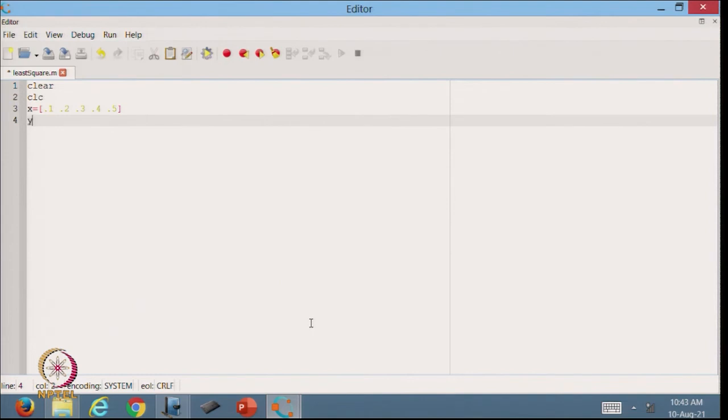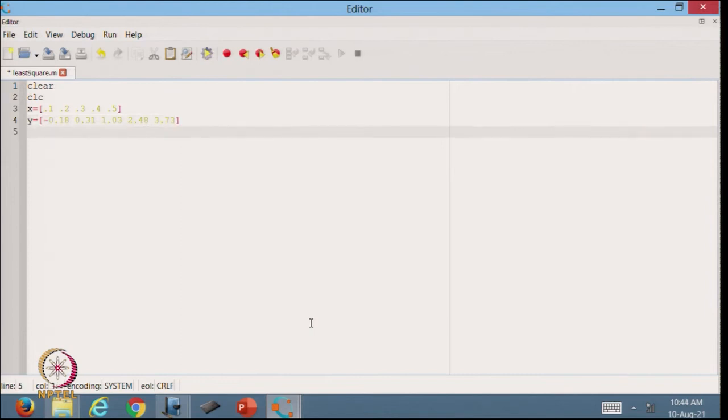Now, the y is given to us, that is minus 0.18 and 0.31, 1.03, 2.48 and 3.73. So, these are the y coordinates we have taken.